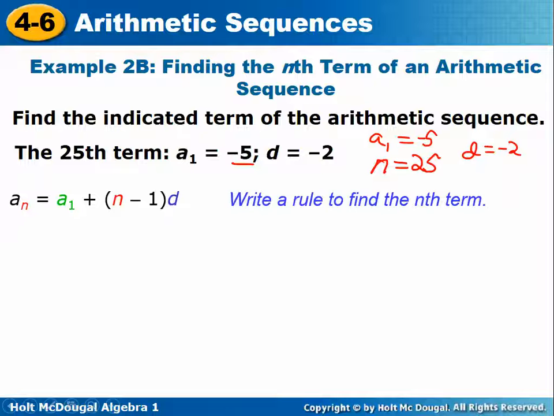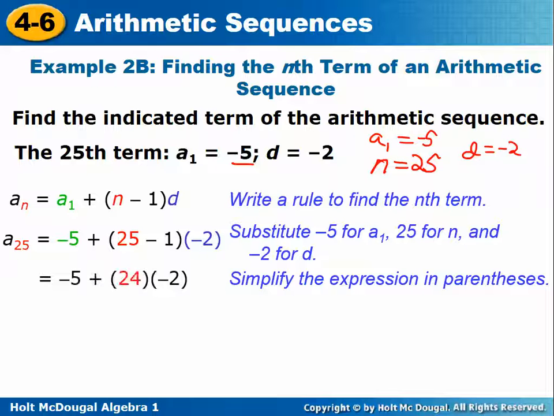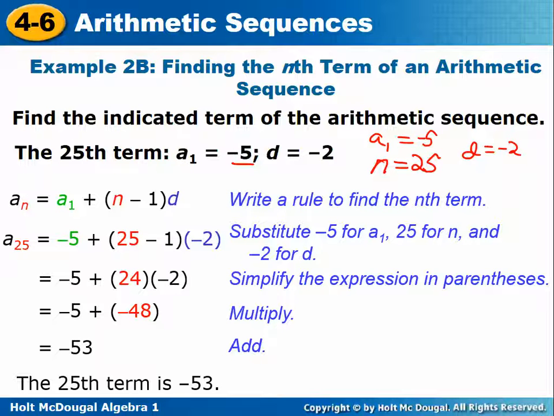So here's our formula that you'll write down. A sub n equals a sub 1 plus parentheses n minus 1 times d. So we substitute in our values. And then remember to do the work in the parentheses first. So 25 minus 1 is 24. Then multiply. And 24 times -2 is -48. And finally, we will add -5 plus -48 and get our solution of -53. So the 25th term is -53.